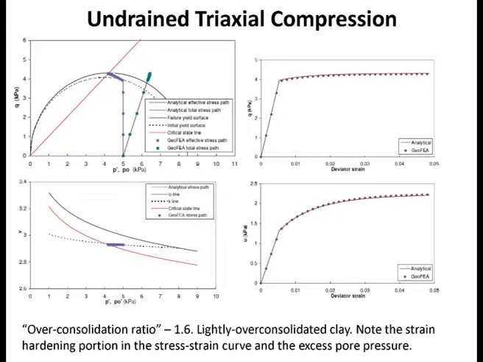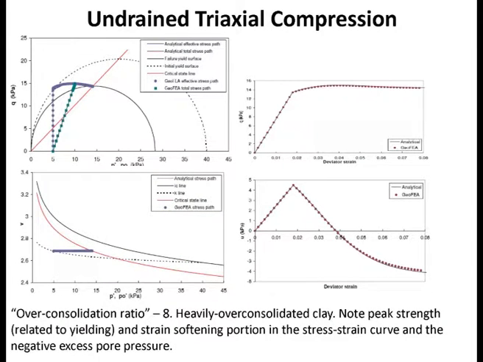And then the pore water pressure, you can see it increasing. This is the excess pore water pressure, so it's showing you positive excess pore pressure. So this is how the modified Cam-clay would behave in an undrained condition. Now, if you take a modified Cam-clay with OCR 8, that's a heavily over-consolidated modified Cam-clay, and you shear it undrained, how will it look?